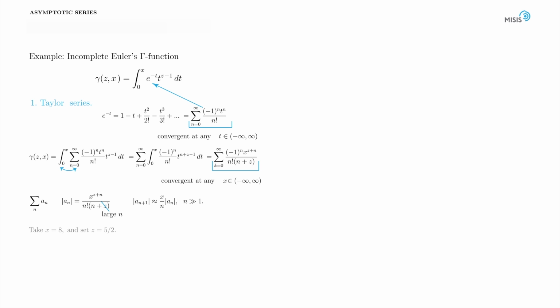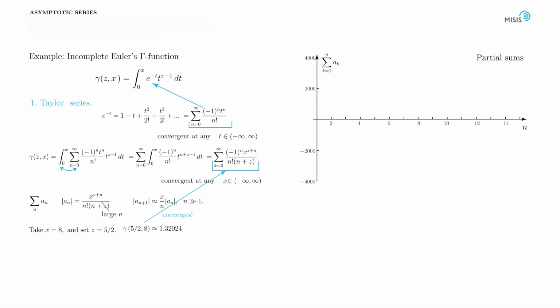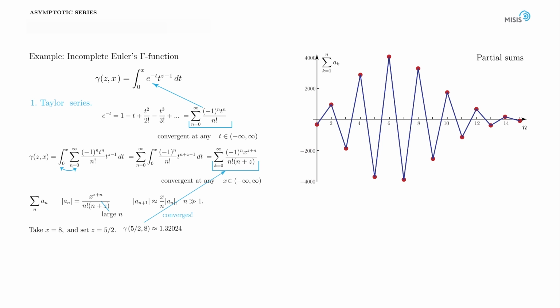For example, let's consider, say, x equal to 8 and set z equal to 5/2. The exact value of the incomplete gamma function is 1.32024. Our Taylor series does converge at this x, but at what a price? Just look at its partial sums. Here is the first term, and here are the sums of the first 2 and 3 terms. The partial sums already reached the value of 2000. The further, the worse. Here are the sums of up to 6 terms, and they reached the value of 4000. Only after this does it start to converge to its real value.